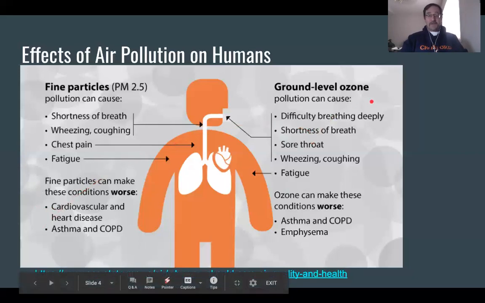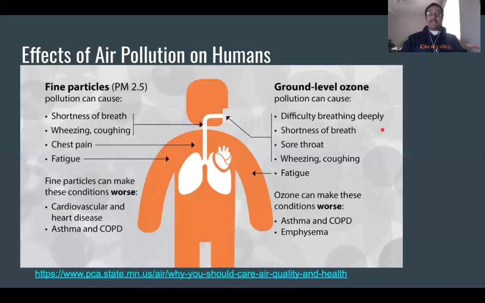Ground level ozone is slightly different, but has similar effects. It can cause difficulty breathing deeply. You can breathe, but you can't breathe deeply, because when you breathe deeper, you pull that O3 way down into your lungs and it pulls that extra oxygen out of the alveoli. It steals more oxygen from your body.